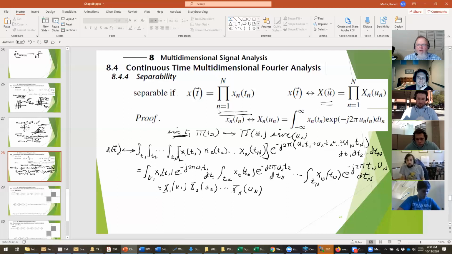So I'm assuming you're all familiar with this pi notation, right? This is the product notation. Everybody's seen this before? Okay. So the product of a bunch of one-dimensional functions Fourier transforms into the product of the one-dimensional Fourier transforms. And again, this allows us to dip in the well and go back to our one-dimensional Fourier transform mastery and use the one-dimensional Fourier transforms to good use here.